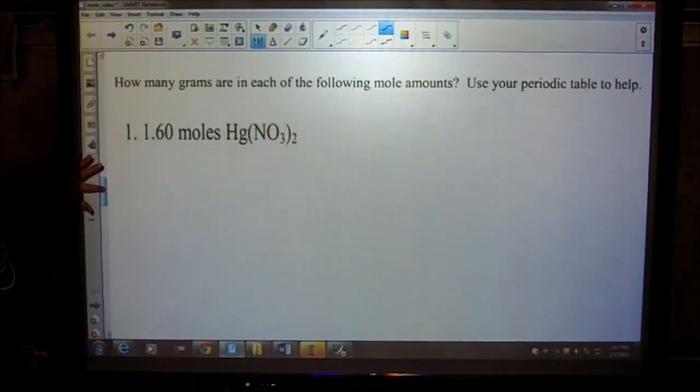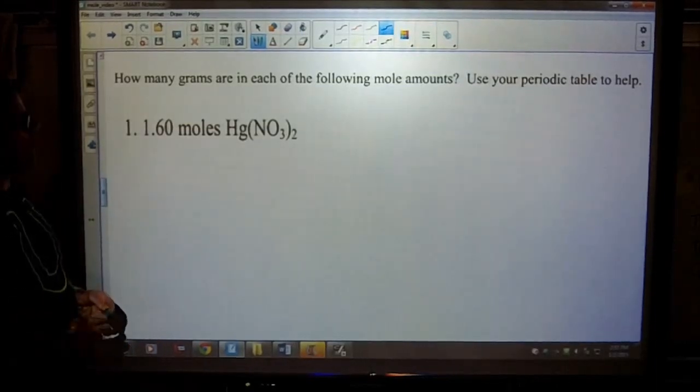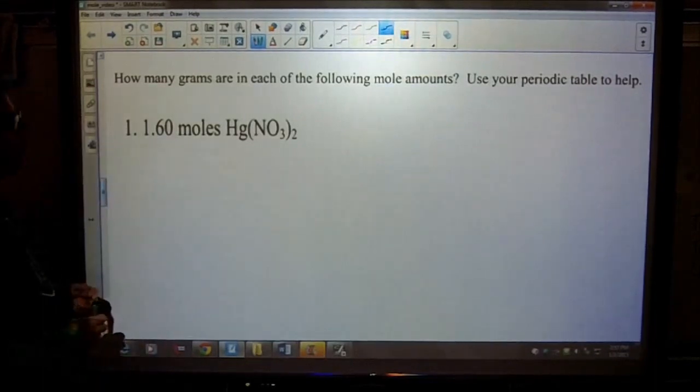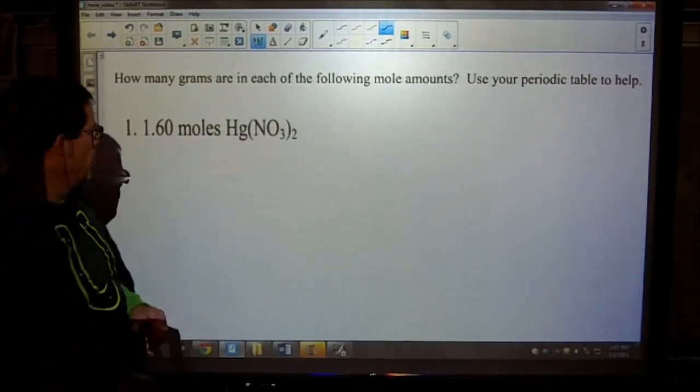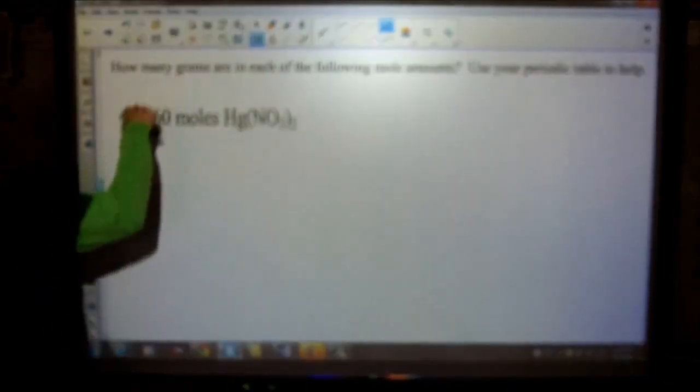So let's take a look at the next one. How many grams are in each of the following mole amounts? Again, use your periodic table to help you. We always have to start off with what we know. So in this problem, we know we are given moles, and we're looking for grams.